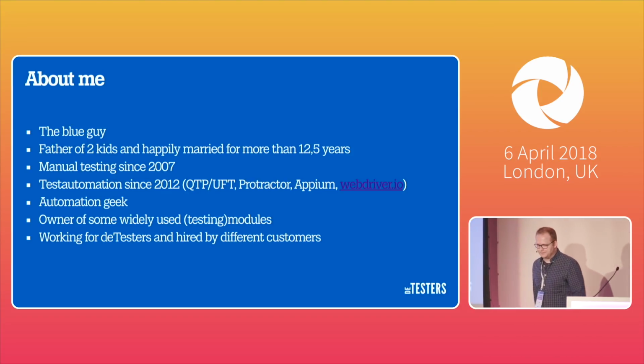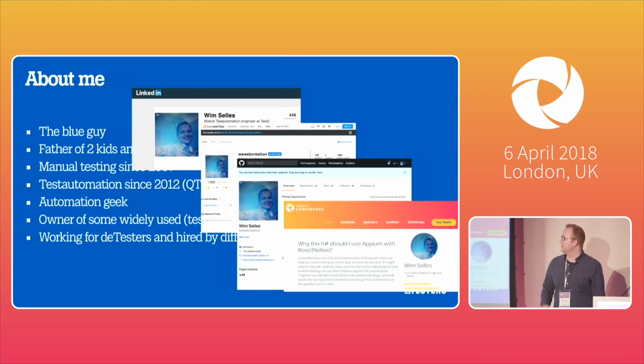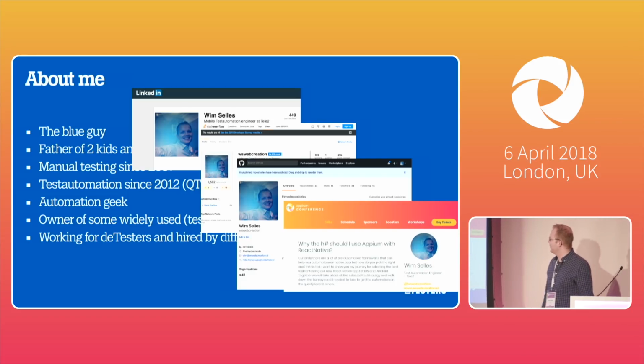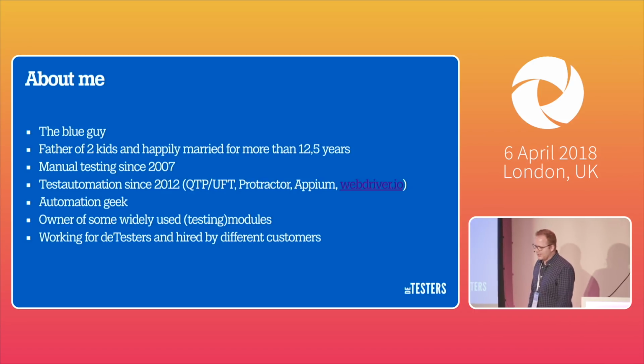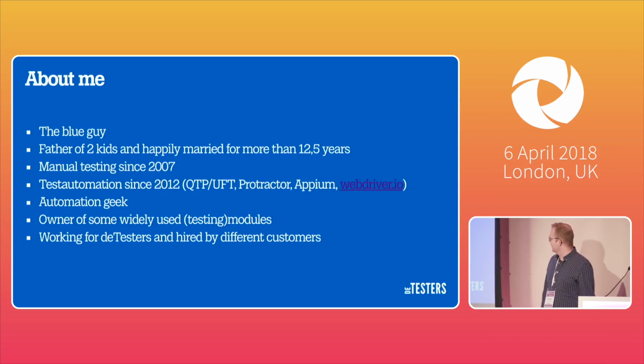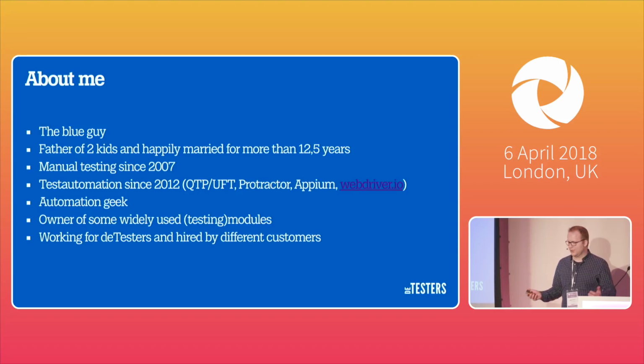Well, about me. They call me the blue guy, and I don't know why, but it could have been because of my picture. I'm using it everywhere. It's even in the book. I use it on my blog, everywhere. And my wife is always complaining, get a new picture, but it's kind of like a trademark now. Father of 2 kids, happily married for more than 12.5 years, and I needed to say hi to my kids, so hi if they're going to show the movie back.